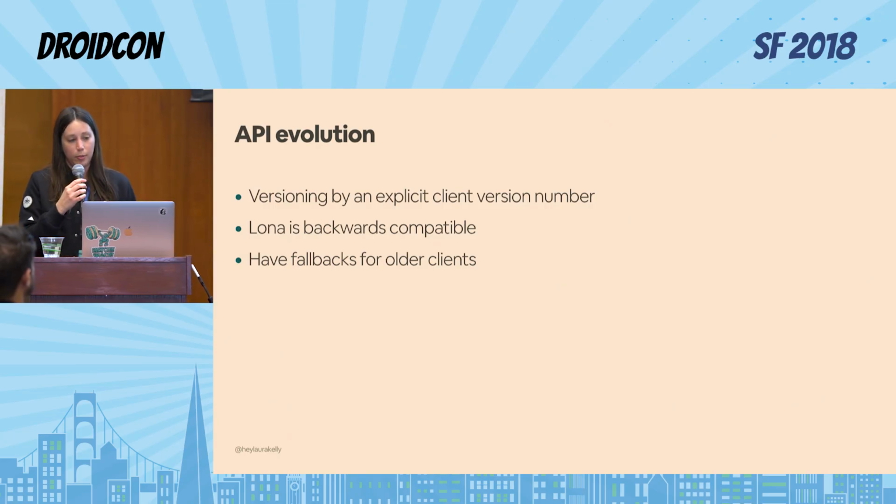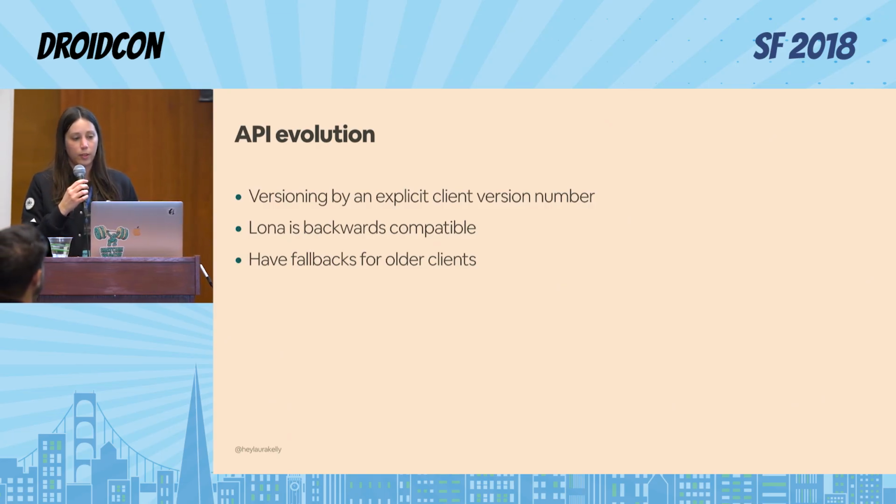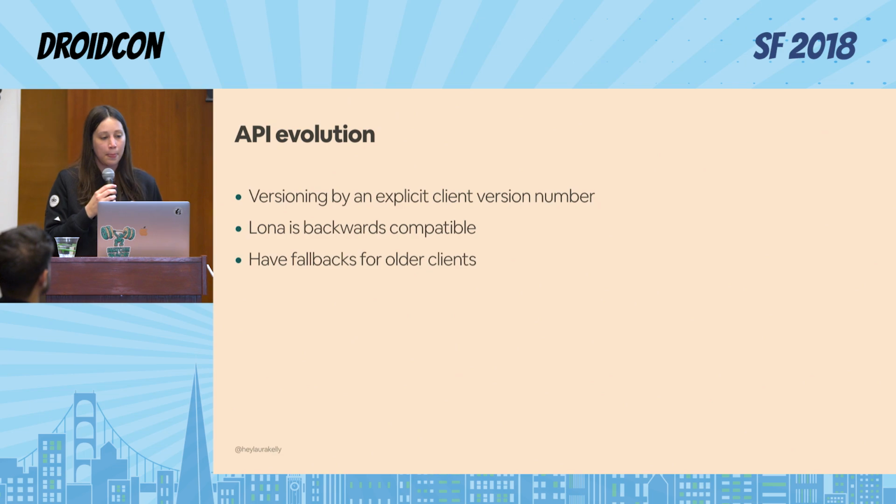Lona was designed with this in mind, so there is explicit versioning with a client number, and it's also backwards compatible in that you can specify fallbacks. So if you send up some new fancy row, you can have old clients be sent up, say, a basic row.